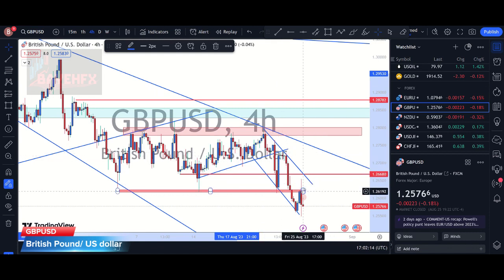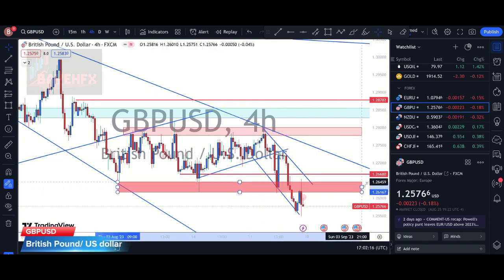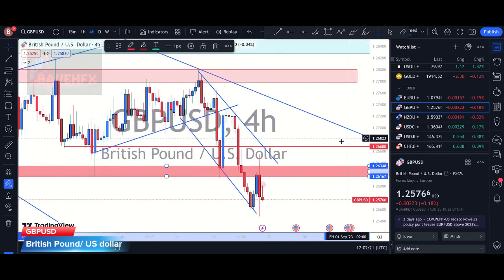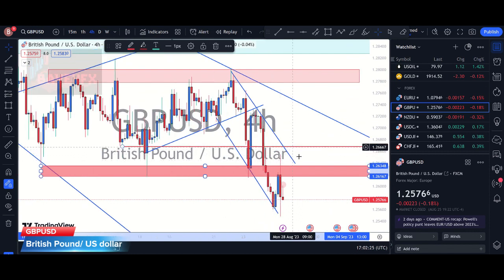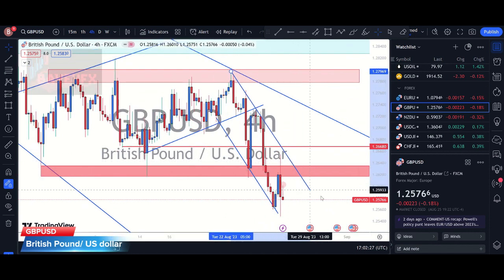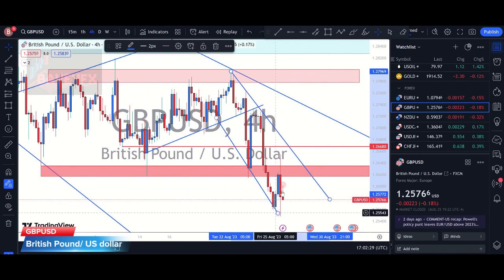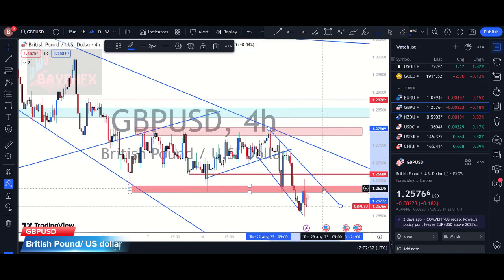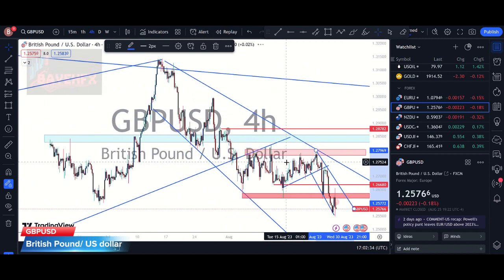We had this nice resistance zone here, and the market cleanly broke that particular resistance, came back for a retest, and the market is now heading down. So we have a nice trend here as the market is going down. So we might go for a nice retest here and then continue down, right?